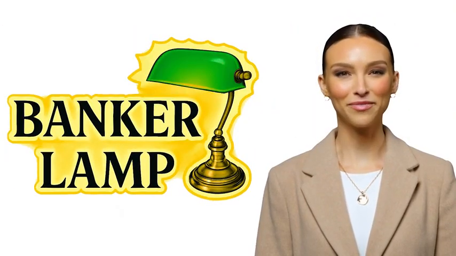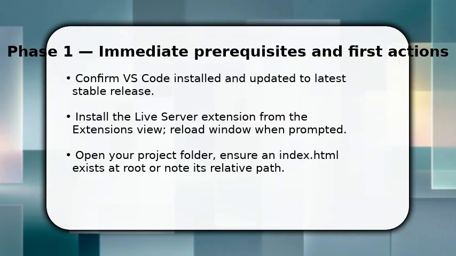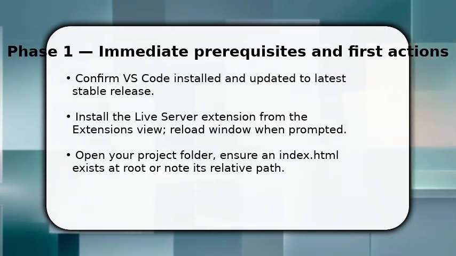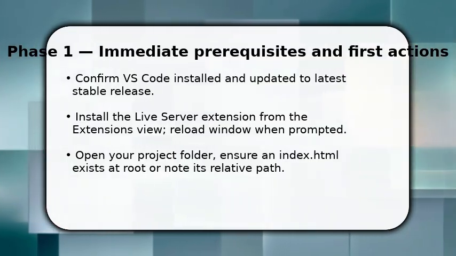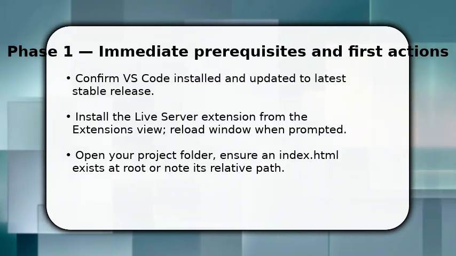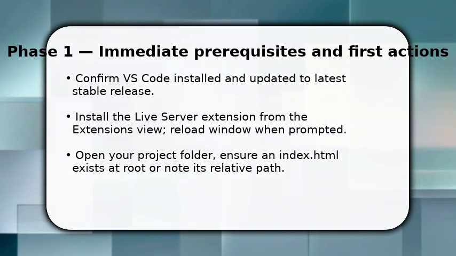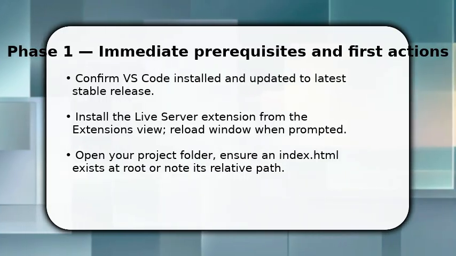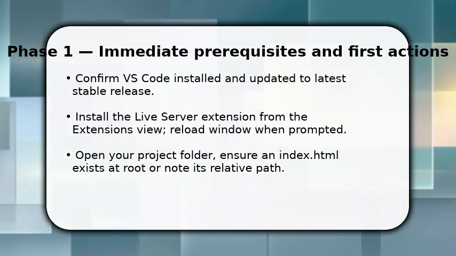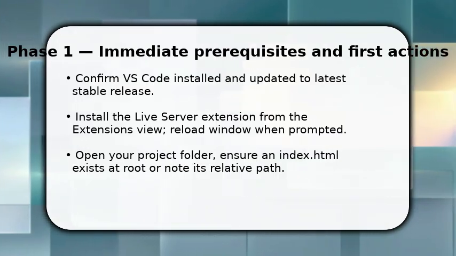Please enjoy the video. You start by verifying the essentials: VS Code updated and your project folder open. Once done, you install the Live Server extension from the Extensions pane and reload the window. This registers the command. Make sure an index.html or entry file is present at the project root.